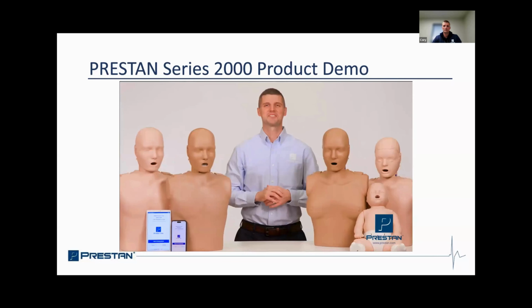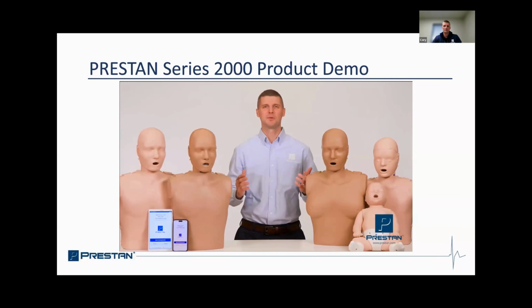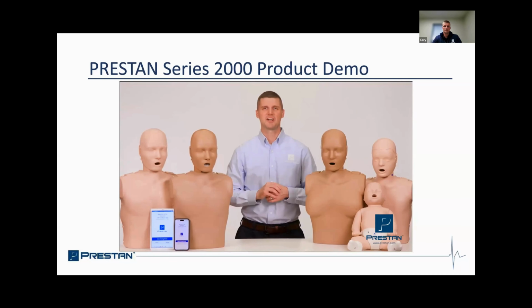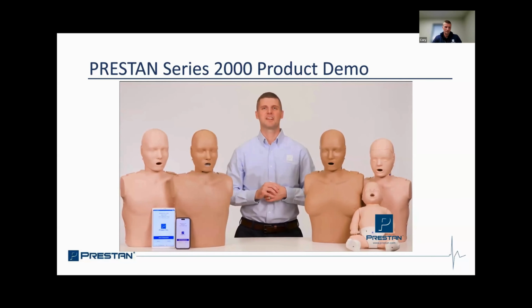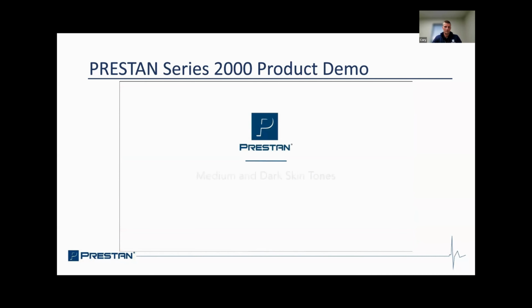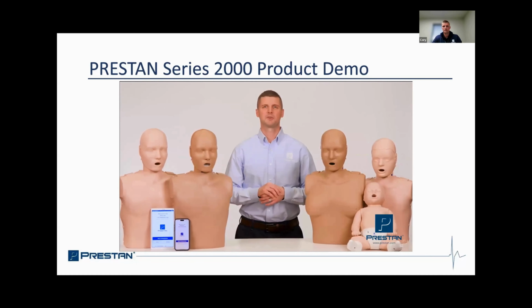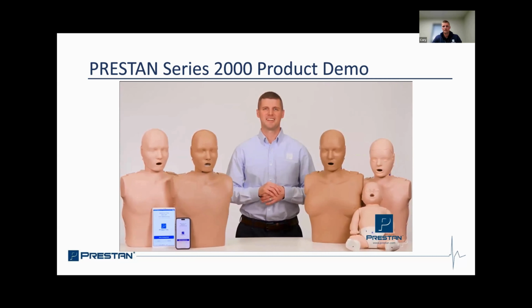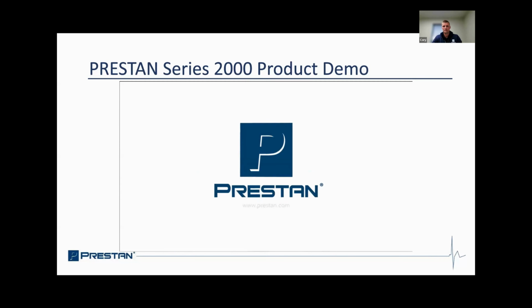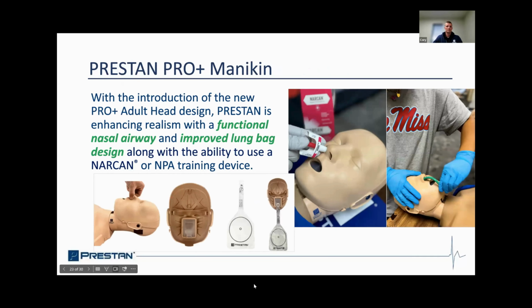The app is equipped with a reporting feature that allows results to be stored and easily downloaded, or sent directly from the app. The Preston Professional Adult, Pro Plus, Female, Child, and Infant Series 2000 mannequins are available in both medium or dark skin tones and in a single or 4-pack. To learn more, visit Preston.com or contact your Preston authorized distributor today.